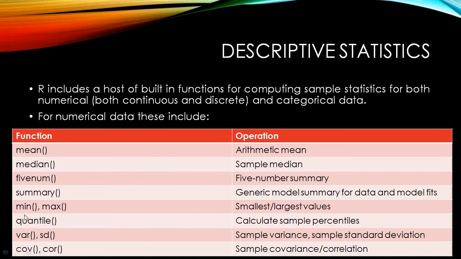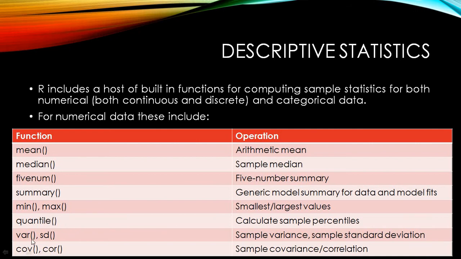Then these commands, min, bracket open, bracket close, then max, bracket open, bracket close. Obviously, this will give you the minimum value. This is going to give you the maximum value of the given sample. And then quantile. So this will calculate the percentiles. Okay, when I use the command quantile, bracket open, bracket close, it will give me the values 25th percentile, 50th percentile, the 75th percentile, and the 100th percentile.